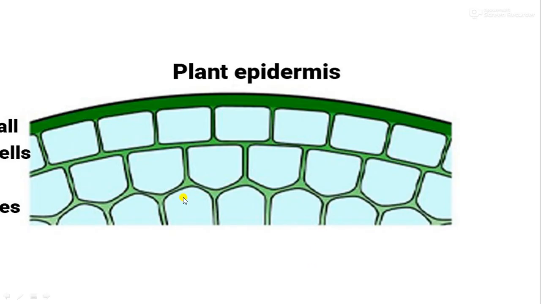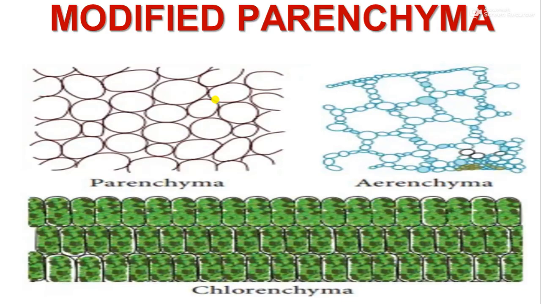In the root, stem and leaves, any plant part, the outer layer is made up of parenchyma, and this layer is the protective tissue, which is called the epidermis. I think in the next video I will explain about the protective tissues.